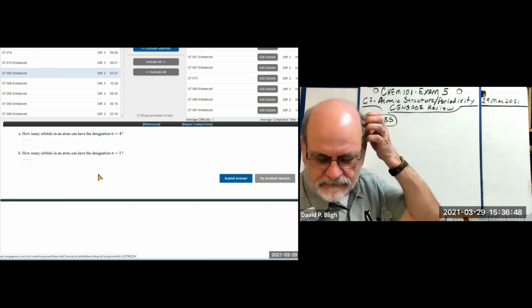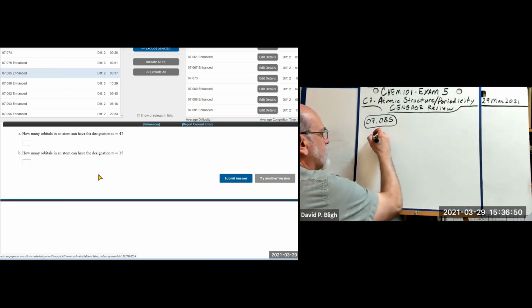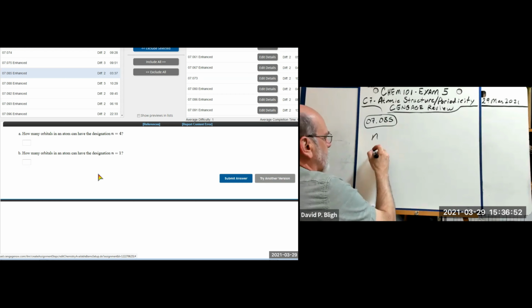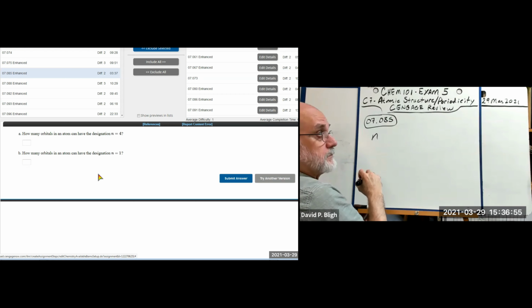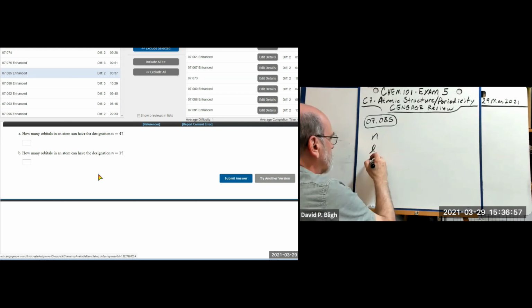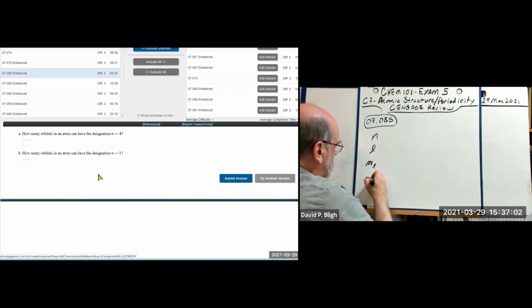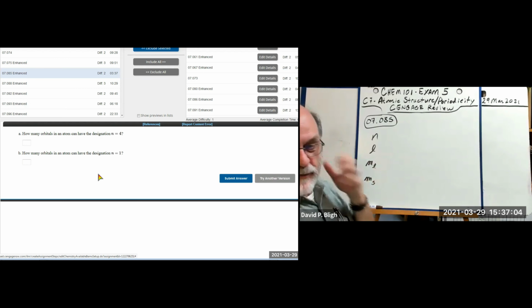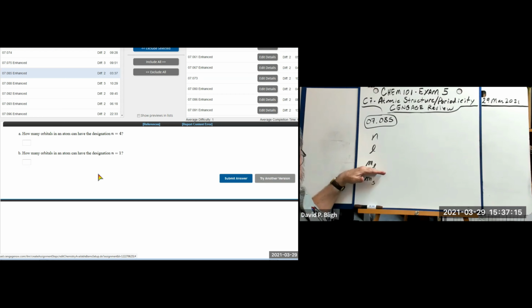So what we're saying is, remember the principal quantum number, then the angular momentum, then the magnetic, and then the spin. The spin doesn't equate to an orbital, right? Orbitals are just down to here. Spin is just, you can have 2 electrons in an orbital, they have to have opposite spins. So we're talking about how many orbitals an atom can have with the designation n equals 4.